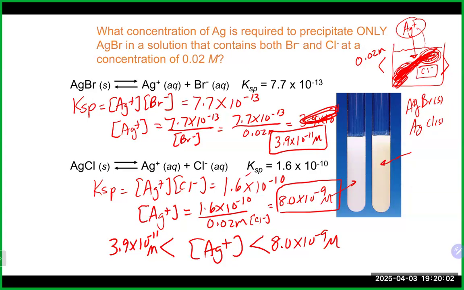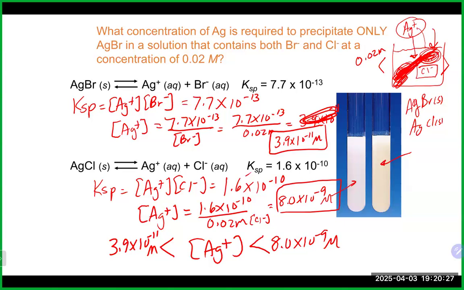But if you get it to 3.9 times 10 to the minus 11 and you start dumping it into this beaker, you will start to see some white solid come out. And you can feel very confident at that point that the white solid that you see is the silver bromide that's coming out of solution. That is because you know that you need to get the silver concentration to 8 times 10 to the minus 9 to actually see chloride come out. So that's way less than that.